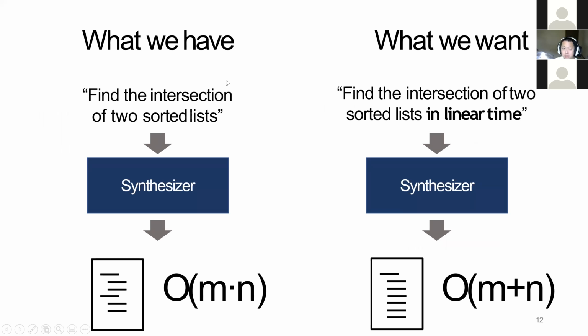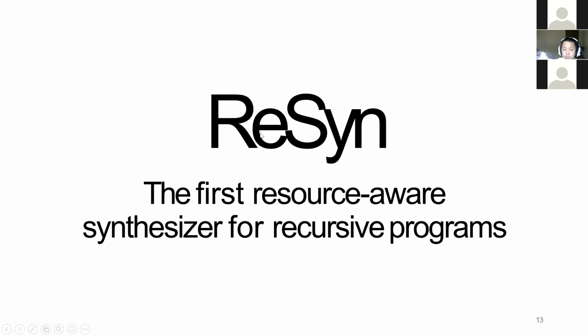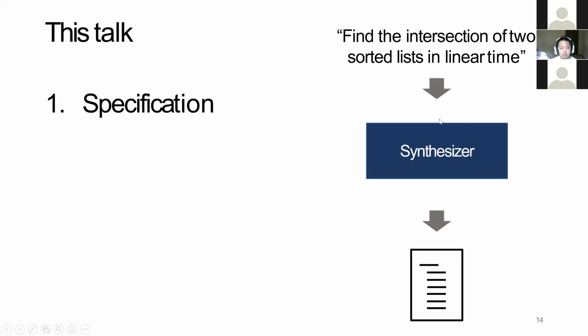And the left-hand side is what we have. We have the state-of-the-art synthesizer, which can find us correct solutions. And what we want here is a synthesizer which can find us an efficient solution. We can say we want to find the intersection of two sorted lists in linear time. And the authors built a tool named ReSyn. And this is the first resource-aware synthesizer for recursive programs.